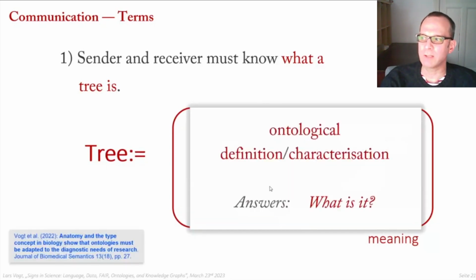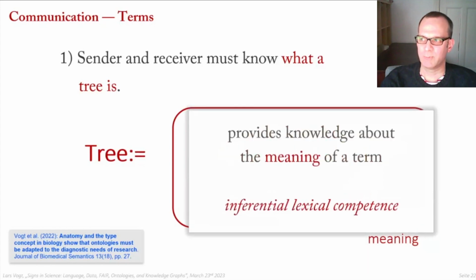So it's an ontological definition or characterization, and it provides an answer to the question, what is it? What is a tree? It provides knowledge about the meaning of the term, and with that, it provides you with inferential lexical competence, which you need. We need competences if we talk with each other.